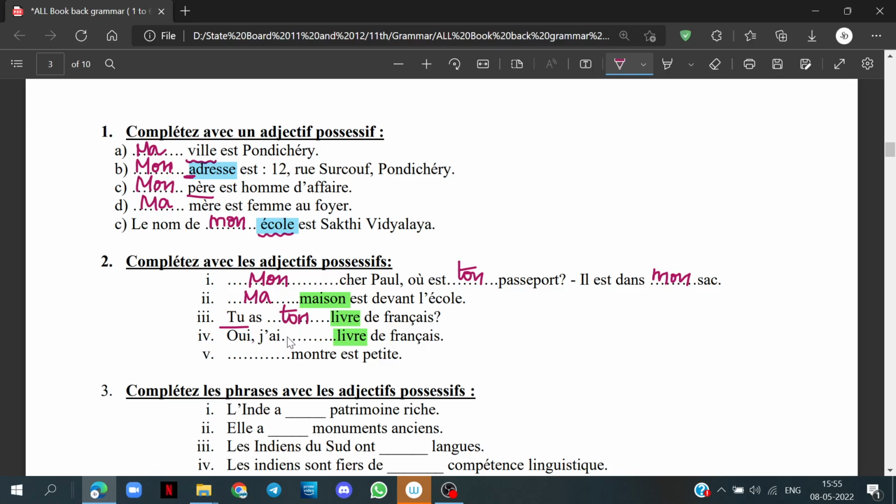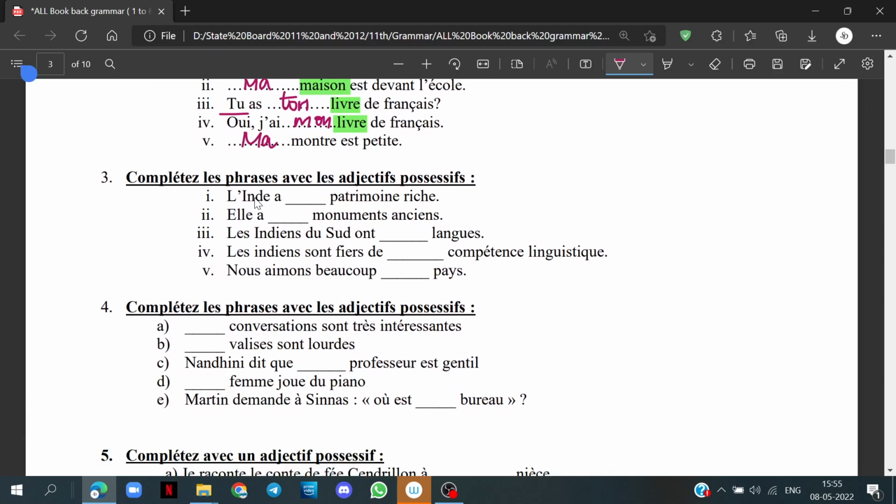Then the next one, I have my book. So in the je line, masculine is mon. So j'ai mon livre de français. Here the word montre is feminine, so we just need to use a random word. Ma, ta, sa, anything can be used there.